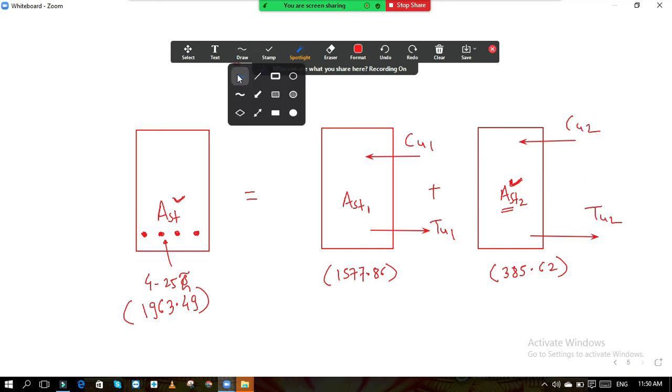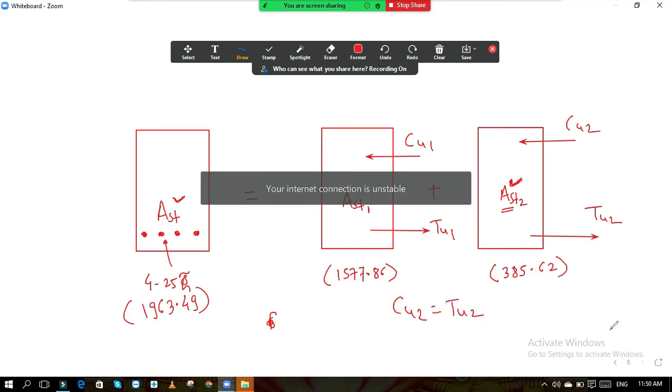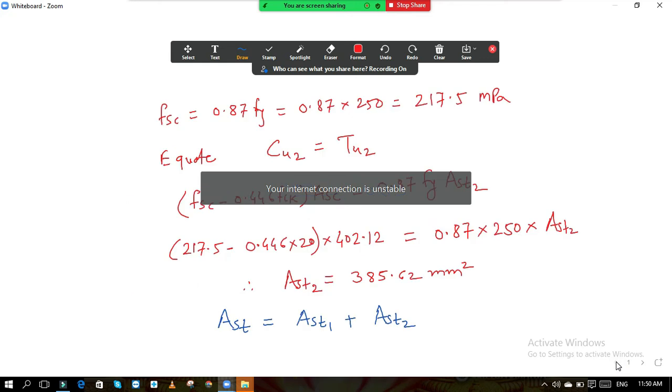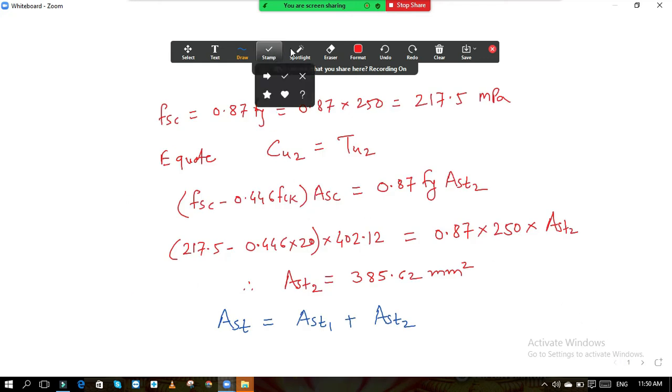Now if you equate these two forces, what will you get? You equate this Cu2 to Tu2, and when you do, you can see over here, we have written this formula. This is the formula for Cu2. This is the formula for Tu2. Now if you see both these formulas, only AST2 is the unknown term over here.